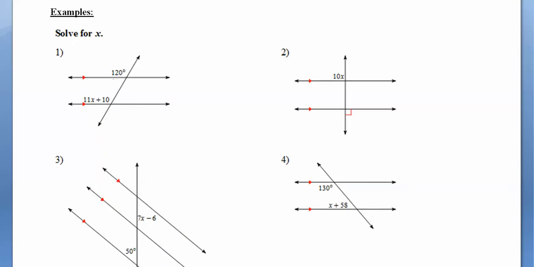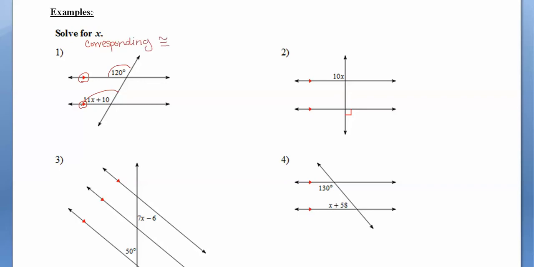So let's look at the first one. First, think about: do you have parallel lines? Yes, we do. Next, think about what kind of angles you have. Well, this one is on the top left, and this one is on the top left, so they're corresponding. So corresponding angles are going to be congruent.